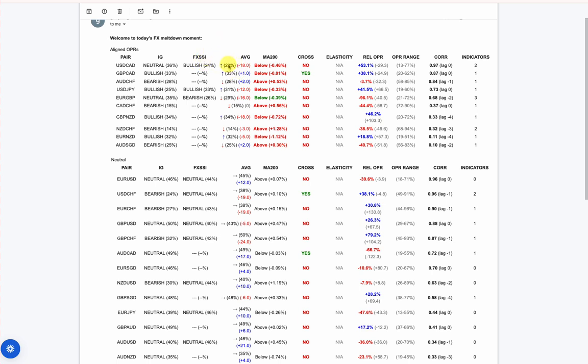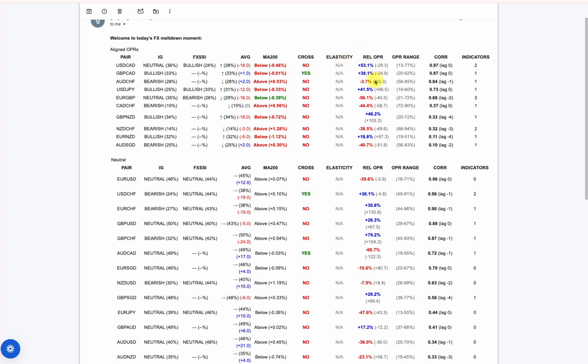We get the movement, the average, the positioning of the price relative to the MA200. We get whether it's close enough to a cross, and I can't remember, we used a certain percentage as to whether it's crossing, as in about to cross or whatever. Elasticity, which we need to do a bit more work on.